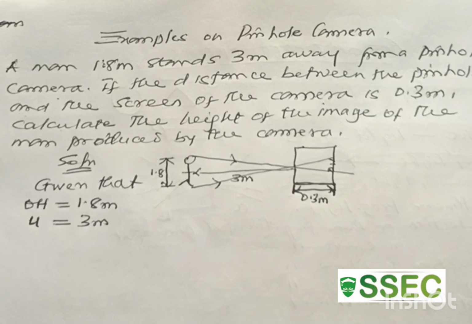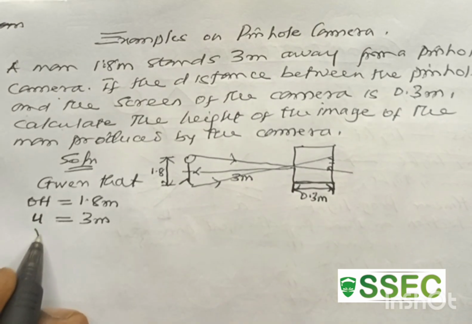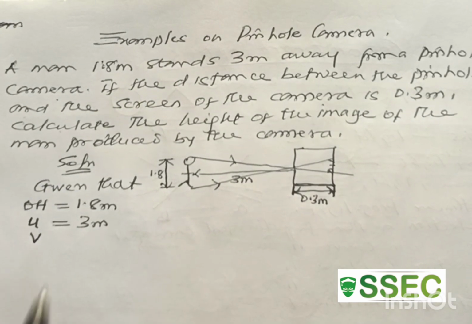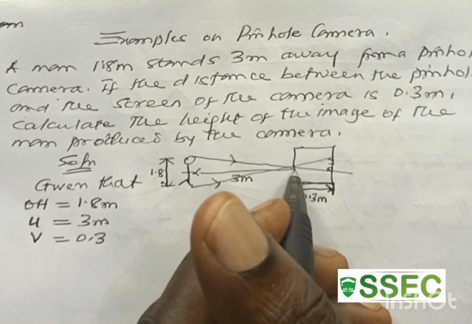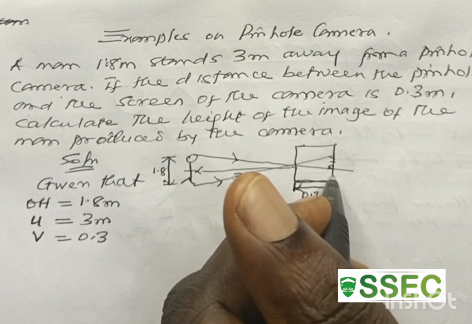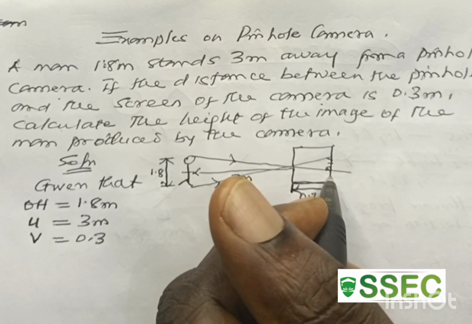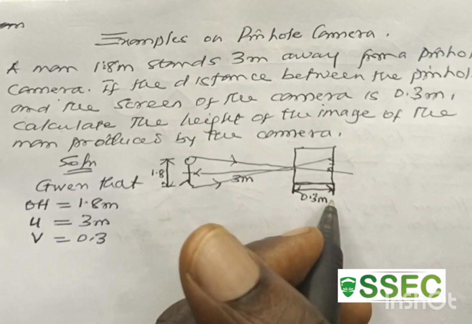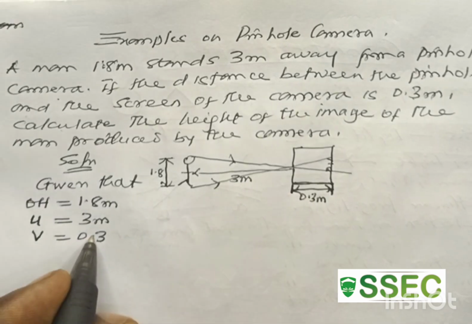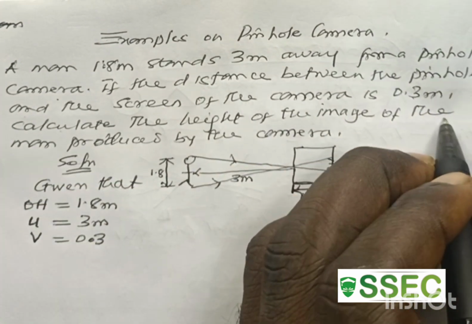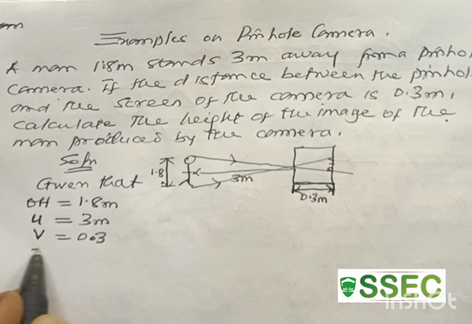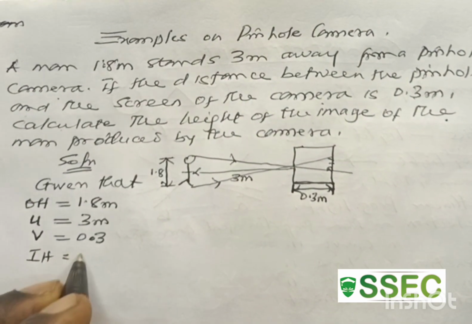What do you see that they gave us? They gave us the image distance, the distance between the pinhole and the screen, because it is on the screen that you have the image. So this is image distance. Calculate the height of the image produced. We are looking for image height.